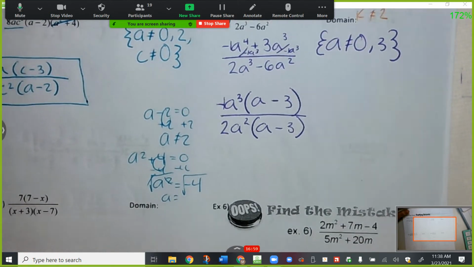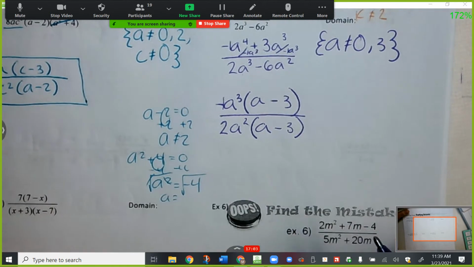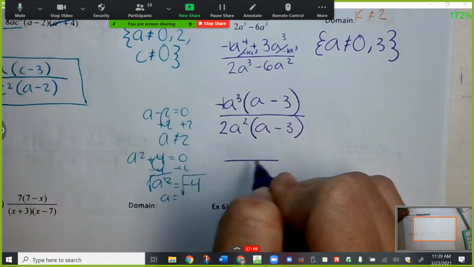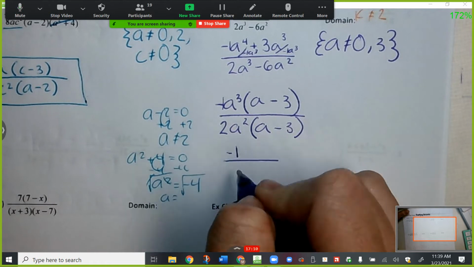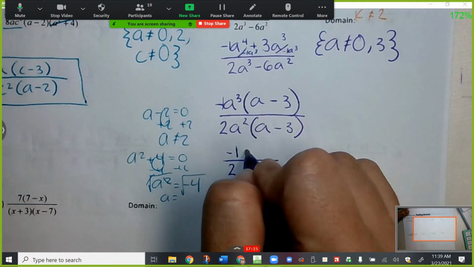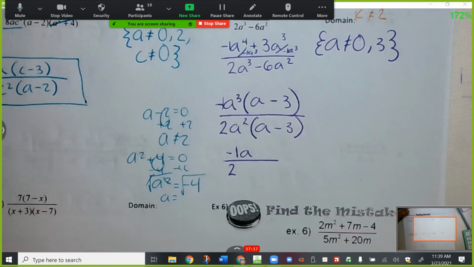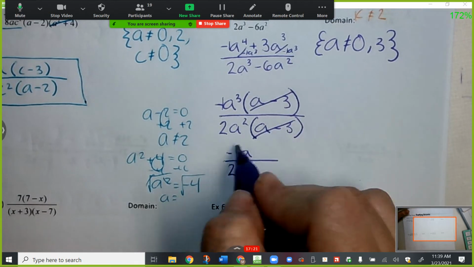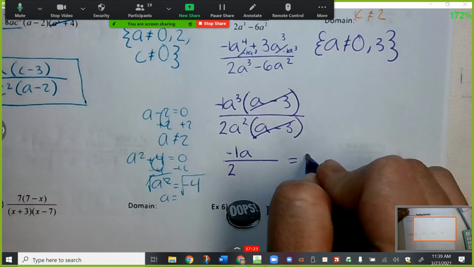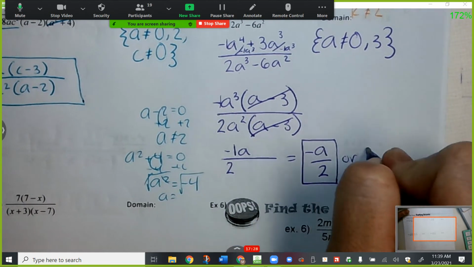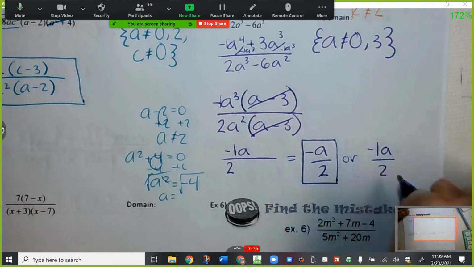So now what can we cancel? You can cancel a squared here, so you can simplify, and you'll get negative 1 and 2 because that can't simplify. You have 3 a's on top and 2 on bottom, so you can get an a. What else cancels? The whole big old a subtract 3. So this is literally your answer, and if you want, you can rewrite it as just negative a over 2, or you could leave it as negative 1a over 2. They're both the same.